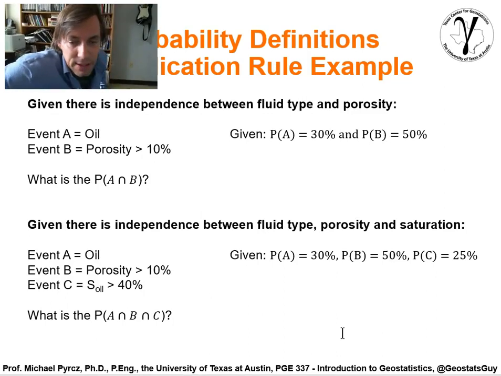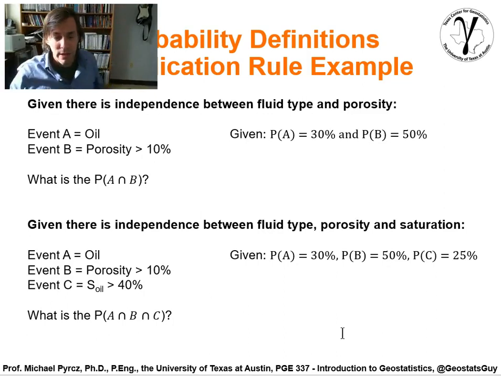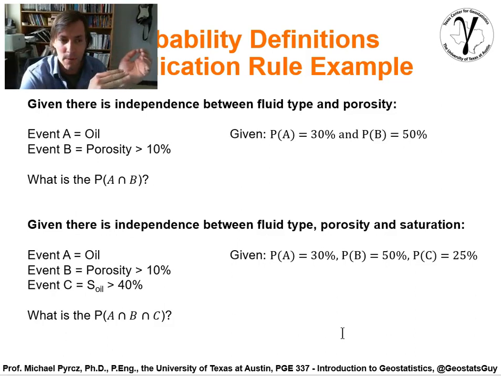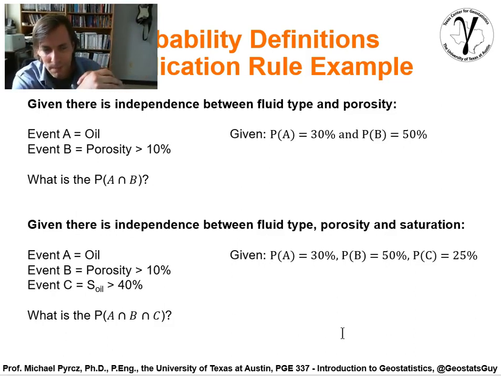This is pretty straightforward. So how do we use this in practice? If we have independence between our events, we can solve our problems using the multiplication rule. If there's independence between fluid type and porosity, we could have a problem where event A is fluid type is oil, and event B is porosity good, greater than 10%. The probability of oil is 30%, the probability of good porosity is 50%. What's the probability of both of them together?